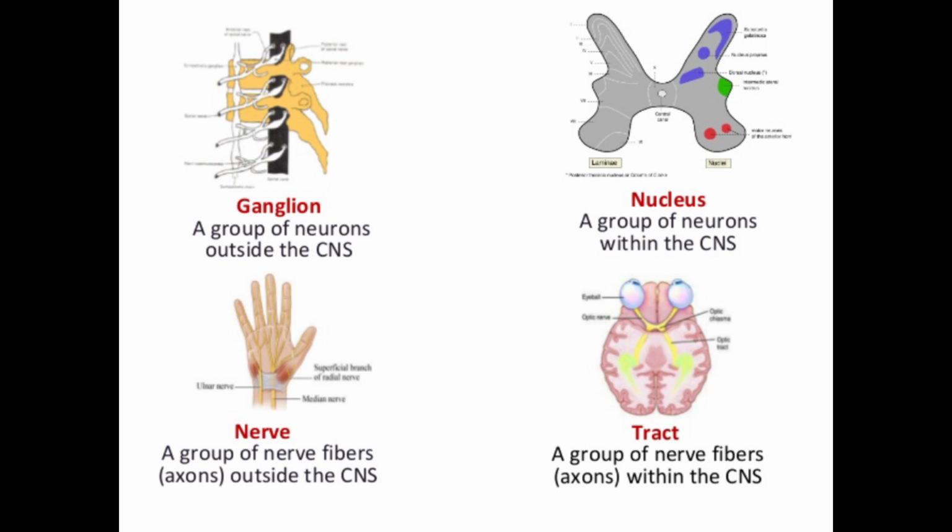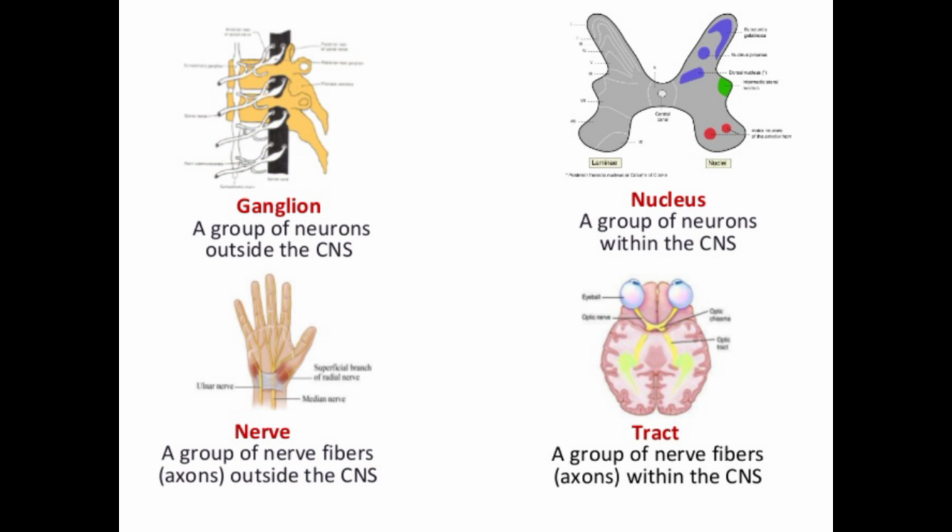What do you mean by nucleus? They are named differently. See here, a group of neurons outside the CNS is named a ganglion. A group of neurons within the central nervous system is called a nucleus. That you have told, nucleus and ganglion. So you have to know: group of neurons outside the CNS, ganglion. Group of neurons within the CNS is called a nucleus.